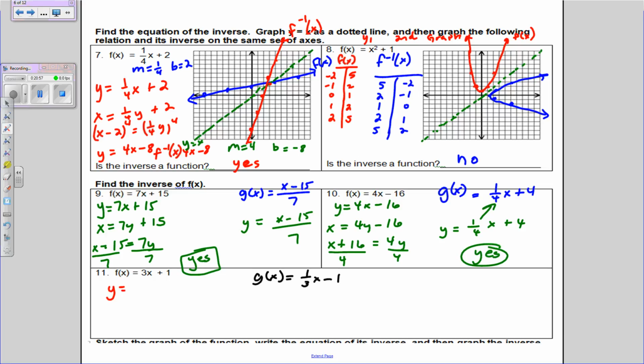So y equals 3x plus 1. Switch x and y. X equals 3y plus 1. Subtract 1. X minus 1 equals 3y. And divide by 3. So we have y equals 1/3 x minus 1/3. These do not match, so that one's a no.